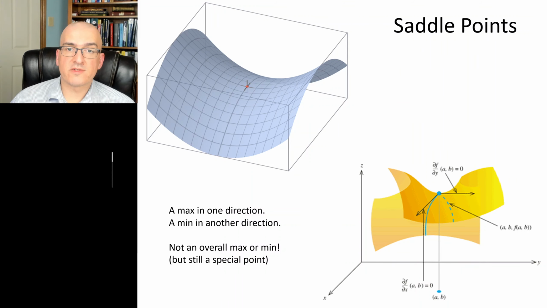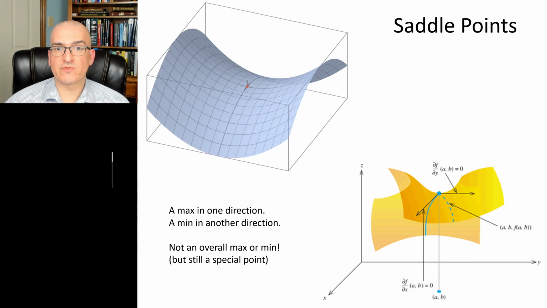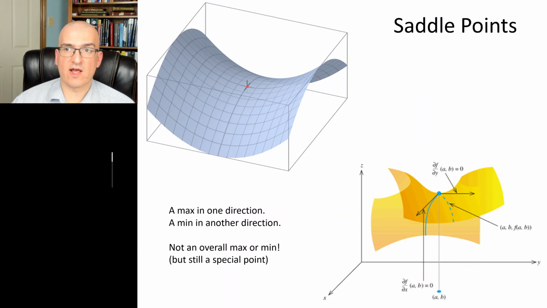And that's what the diagnostic function D is trying to filter out. It's trying to get rid of those types of critical points because they're not max and they're not min. They're kind of both. They're kind of weird. They're often an important part of the analysis, but if you're looking for max and min, you don't want these. You want to get rid of them and then focus on the other critical points.